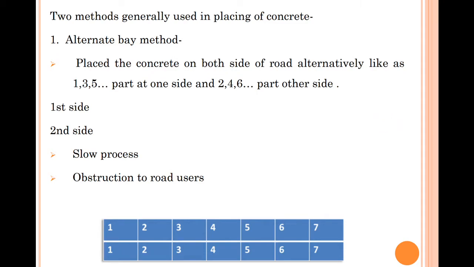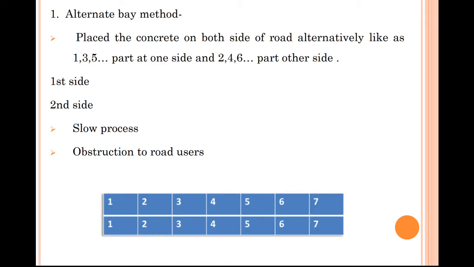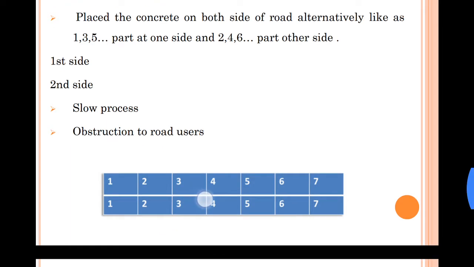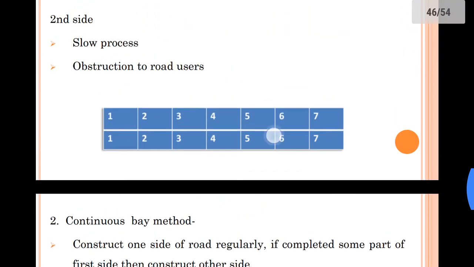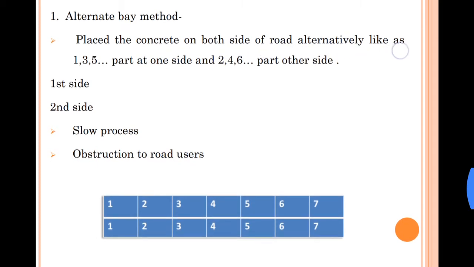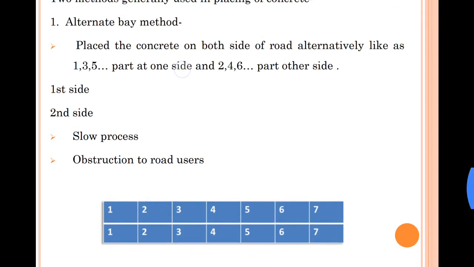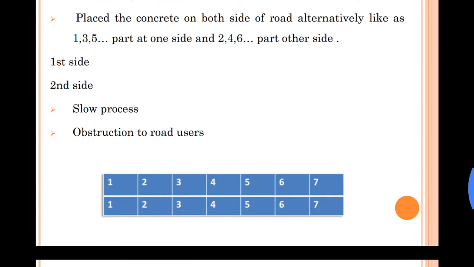Now, while constructing the concrete slabs, there are two methods which can be used. The first one is the alternate bay method and the second one is the continuous bay method. So what is the alternate bay method? Place the concrete on both sides of the road alternatively, like 1, 3, 5 part on one side and 2, 4, 6 part on the other side. So consider this as your rigid pavement.